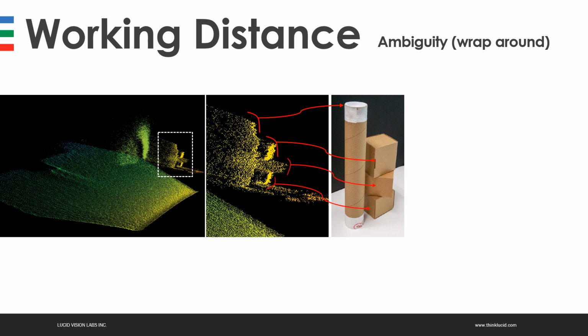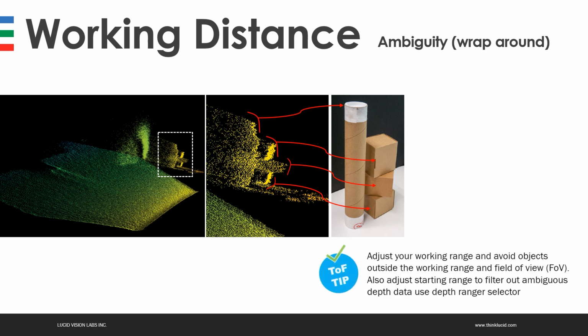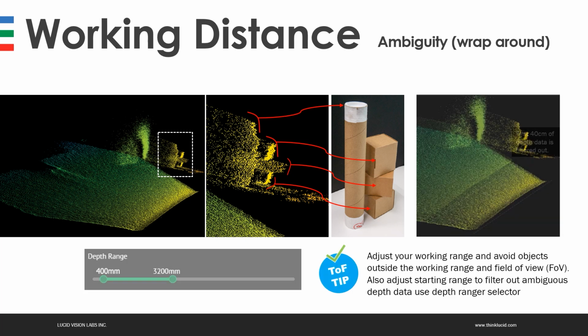Well, first you want to try and remove any objects outside the camera's working range and field of view that you don't need. You can also change the working range. In this case, you would change the Helios from near mode to far mode. But if that's not possible for your application and you're still getting wrapped around objects, the Helios offers the ability to fine-tune the depth distance range.